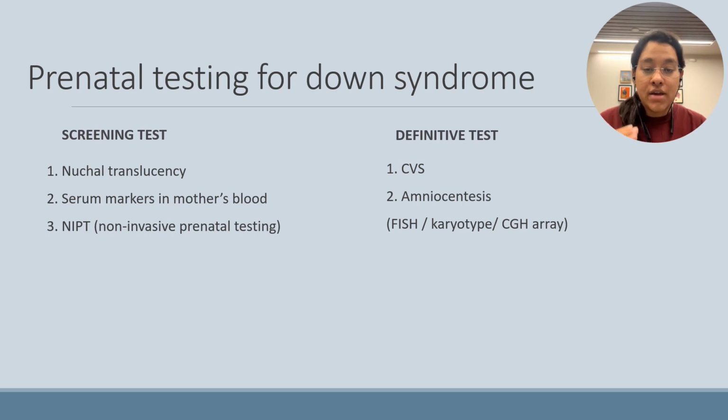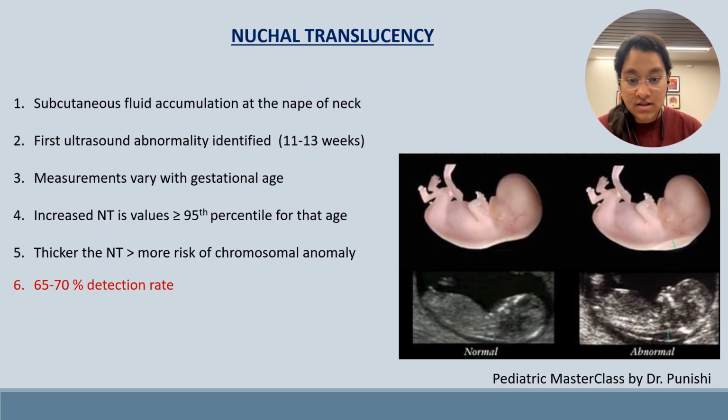Okay, so let's begin first with the screening tests available. So the first one that we saw was nuchal translucency. So what exactly is nuchal translucency? Nuchal basically refers to the nape of the neck. Okay, so when looked at in the ultrasound, it appears the black shadow that we can see here represents the nuchal translucency.